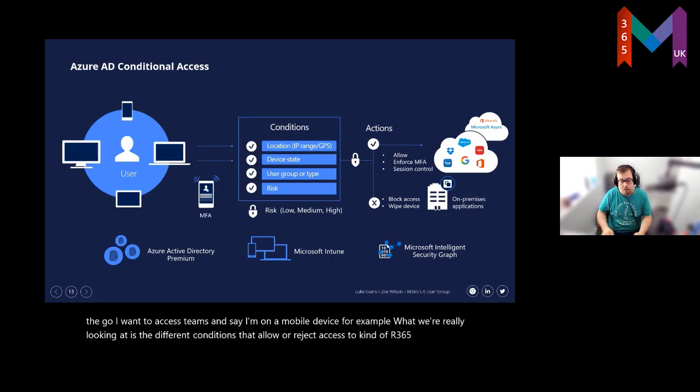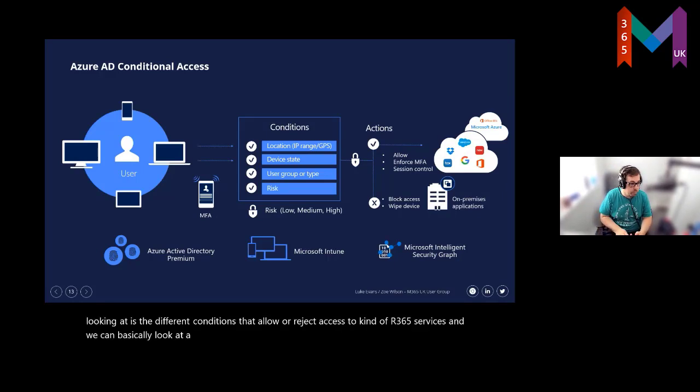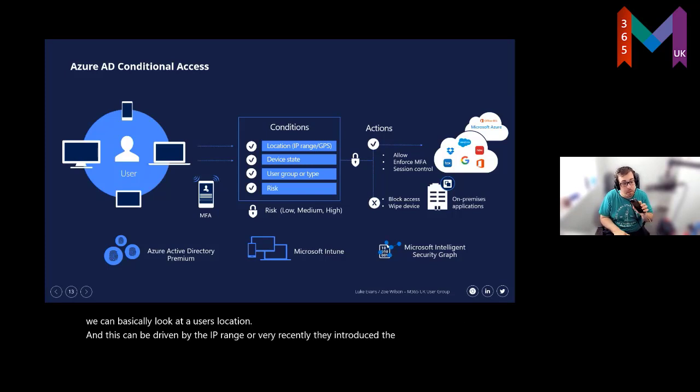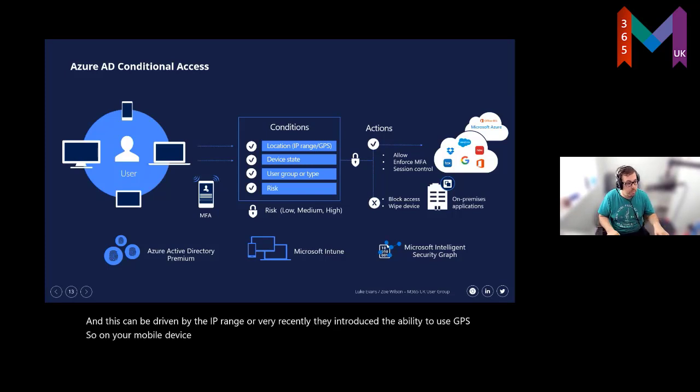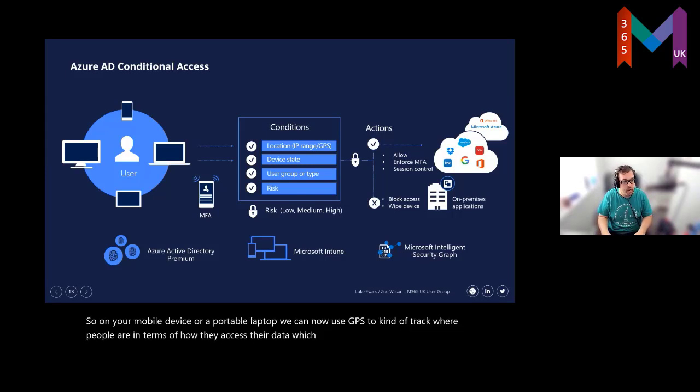We can look at a user's location, and this can be driven by the IP range, or very recently they introduced the ability to use GPS. So on your mobile device or a portable laptop, we can now use GPS to track where people are in terms of how they access their data, which is awesome. We can use device state.